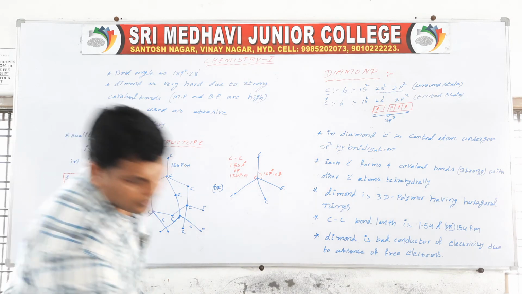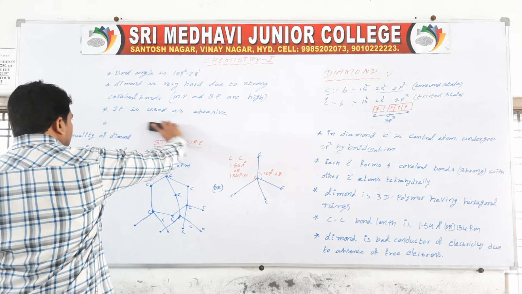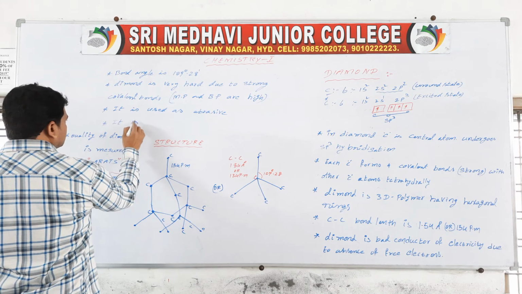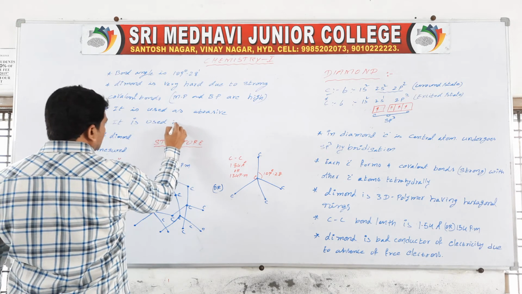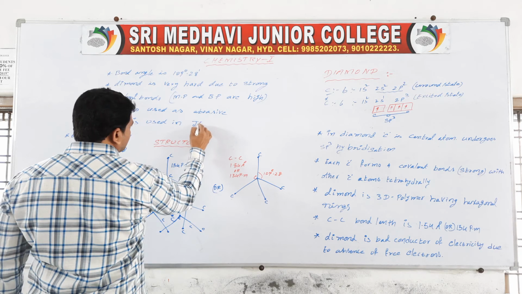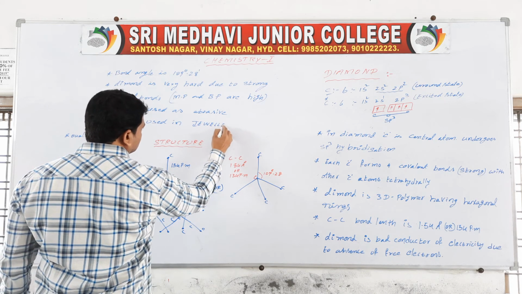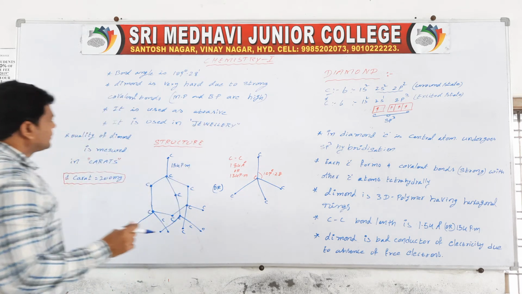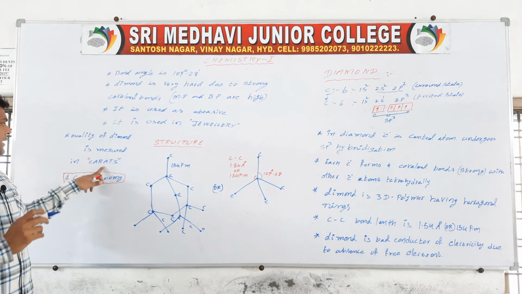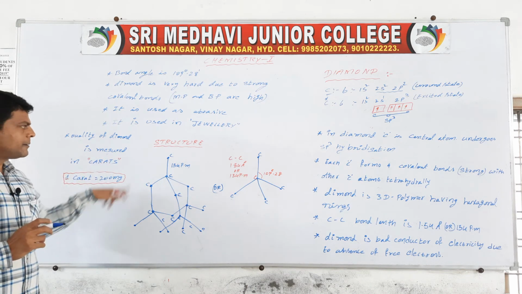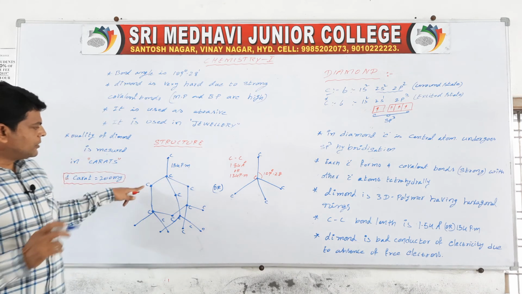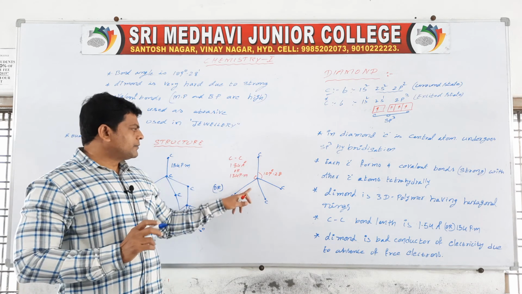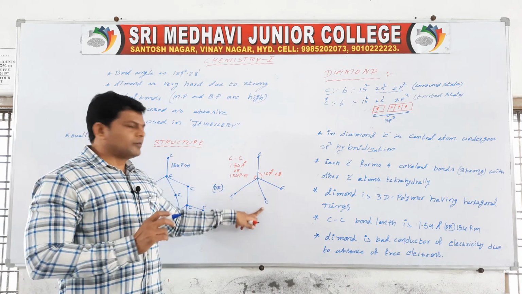So here we have to write one more point. It is used in jewelry also. Okay. So the quality of diamond is measured in carats. 1 carat equal to 200 milligrams. Okay. It is the structure. Each carbon is bonded with 4 other carbon atoms like this. So if you take this carbon, 1, 2, 3, 4.